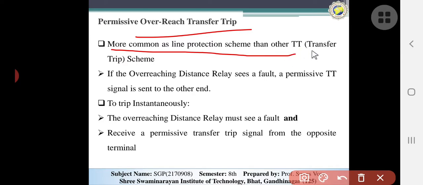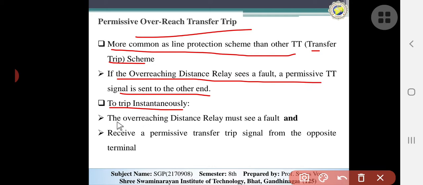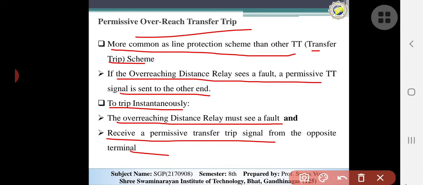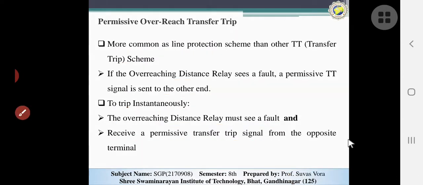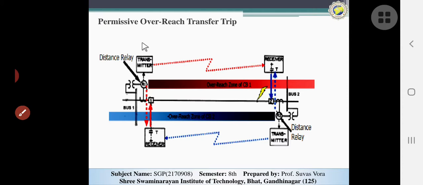So now the permissive overreach tripping signals are a more common line protection scheme than the others for the TT. TT means the transfer trip scheme. And if the overreaching distance relay sees the fault, a permissive TT signal is sent to the other end. So to trip instantaneously, how is it possible? The overreaching distance relay must see a fault, and then after receiving the permissive transfer trip signals from the opposite terminals. यस, द परमिसिव ओवररीच स्कीम.